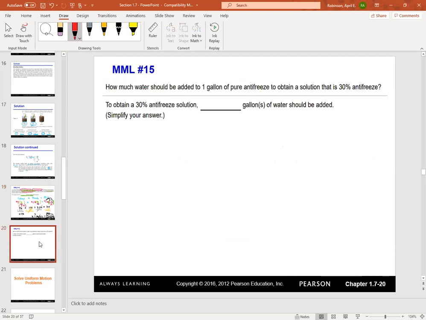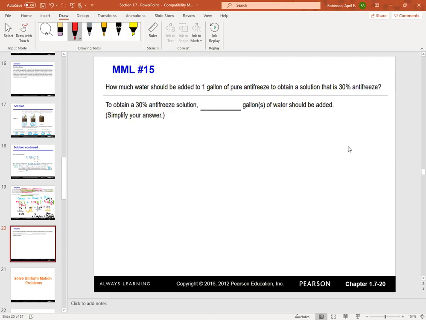All right, and then number 15. Now this one involves percentage, and they're using antifreeze. It would have been more fun if this had been an alcohol problem, but it says how much water should be added to 1 gallon of pure antifreeze to obtain a solution that is only 30% antifreeze. So you've got pure antifreeze and you're watering it down, so it's only 30%. Kind of like boosting the alcohol in punch. I miss college.